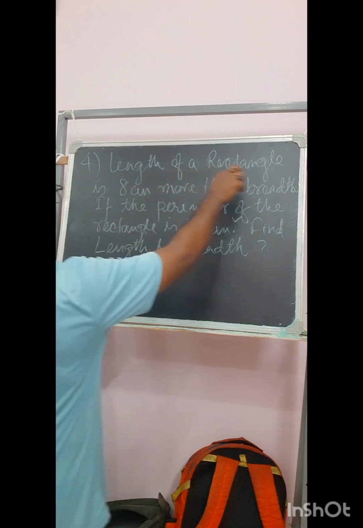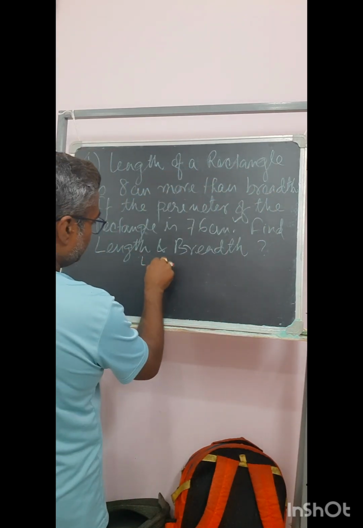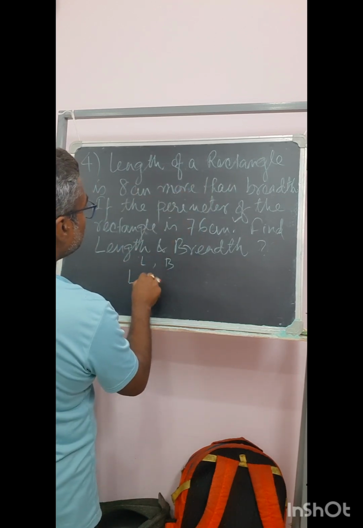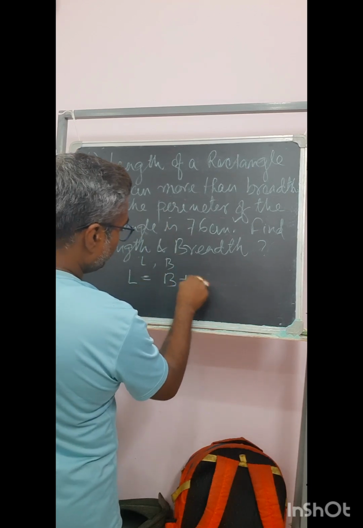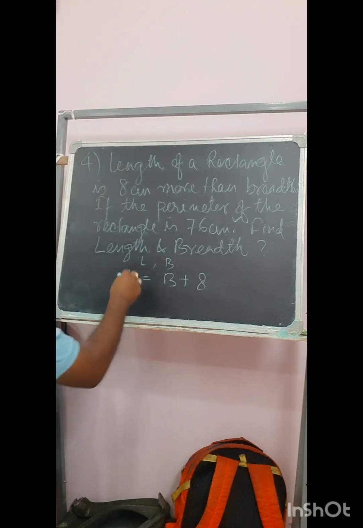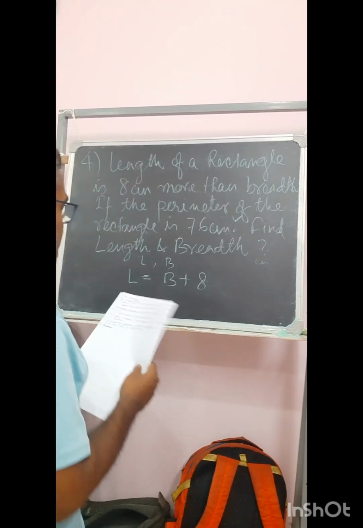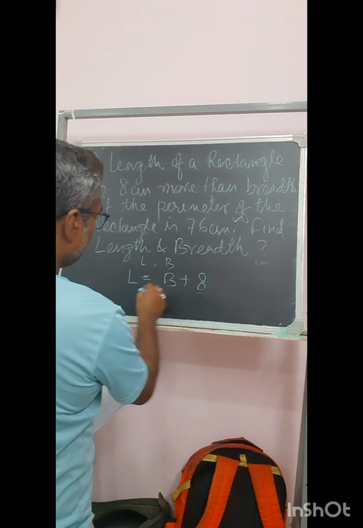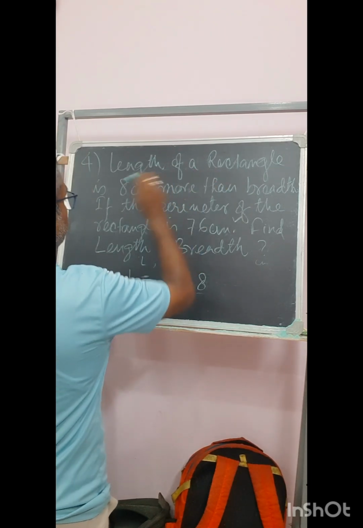So length of a rectangle is 8 centimeter more than the breadth. So if I assume that length and breadth are L and B, then as per the relation, the length is 8 centimeter more than the breadth. I am assuming all are in centimeter, I need not write it. So L is, you can see that if I add 8 to the breadth, it will equalize with the length. This is the condition given as per the sum.